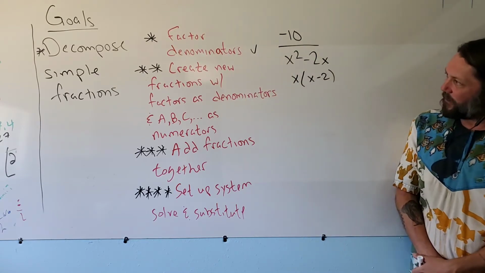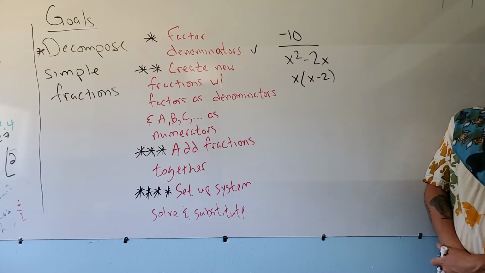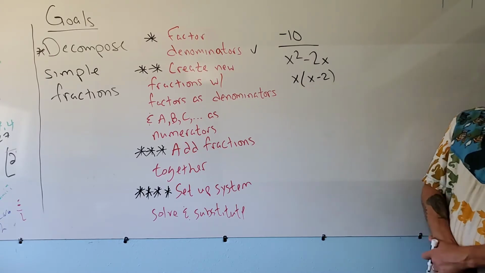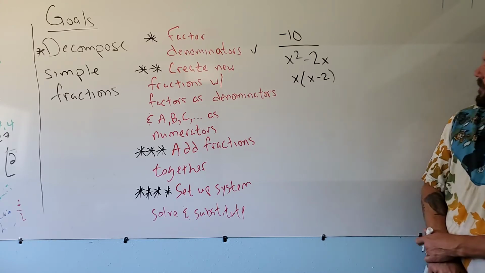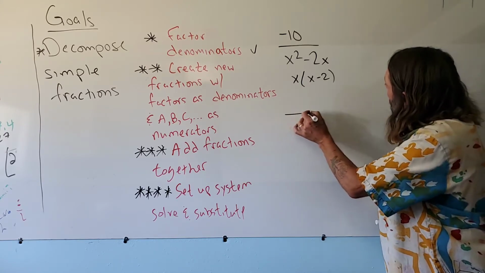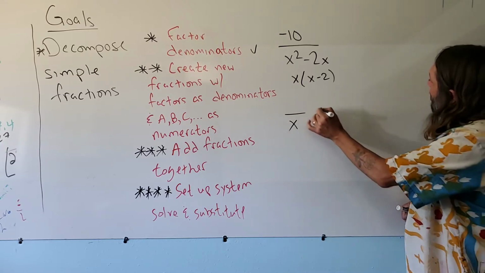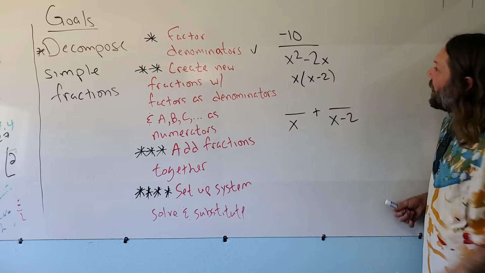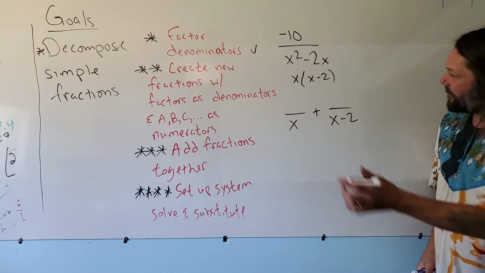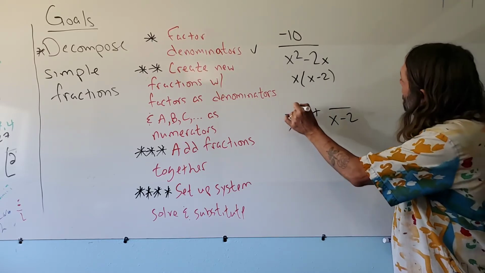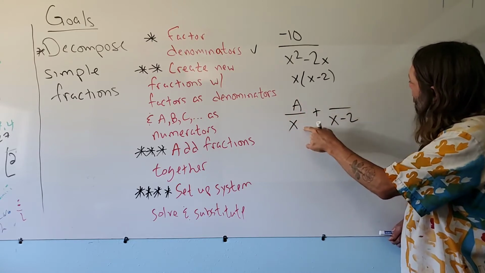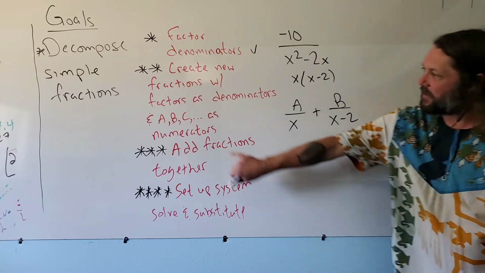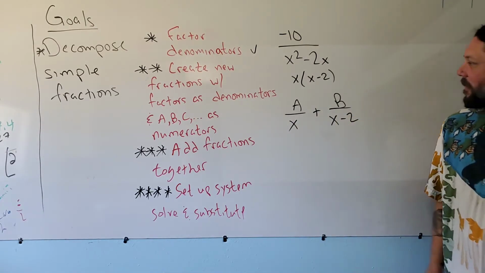Step 2, create new fractions with factors as denominators and a, b, c, etc. as numerators. This is a factor. This is a factor. So I'm going to have a fraction that has that as a denominator. I'm going to have a fraction that has this as a denominator. And I'm going to use a, b, c, etc. as my numerator. So this is my numerator for that fraction, and this is my numerator. I don't have any more fractions, so I can't use a c. So I'm done now with step 2.